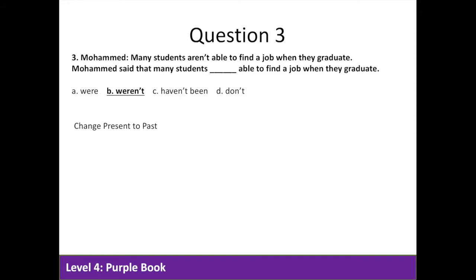Question 3. Mohammed, many students aren't able to find a job when they graduate. Here we have the present tense verb, so we'll need to backshift to the past, and B, weren't, is the correct answer.